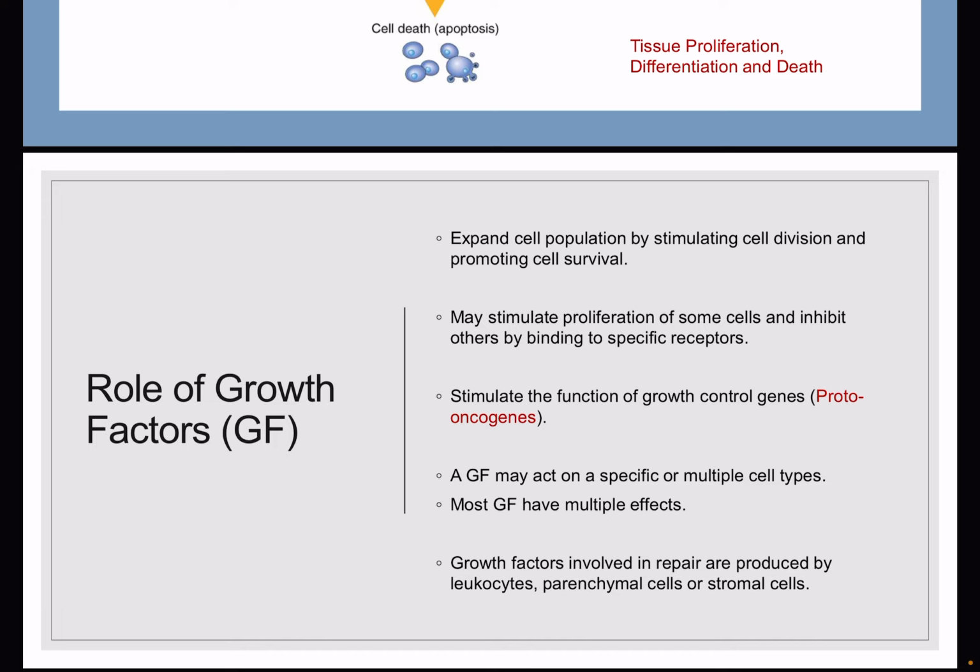There is a growth factor A. When it binds to receptor B on one cell, it promotes its cell division. But the same growth factor A, when it binds to receptor C on another cell, causes the cell division to stop.